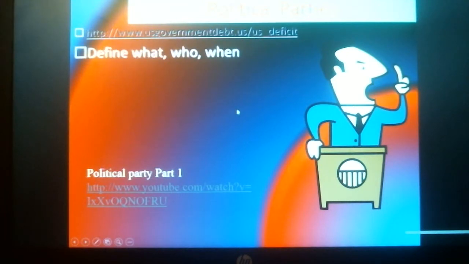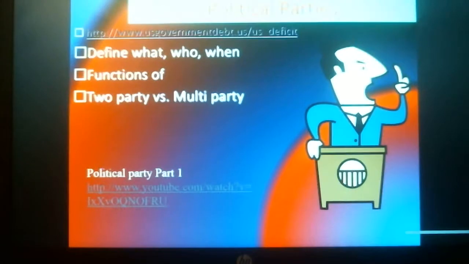Also, what we're going to get into now is what exactly political parties are, who makes up political parties, and when political parties developed, and how they have developed throughout history. We're going to get into the function or purpose of political parties, of which there are four major functions, and then the debate between a two-party versus a multi-party system. The United States traditionally is pretty much a two-party system, whereas other countries around the world, especially in Europe, have a multi-party system, and we'll talk a little bit about whether one's better than the other.